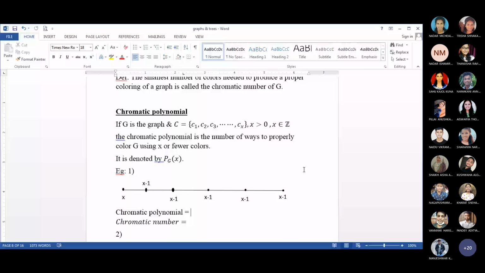So first vertex को you can color using x colors. Second vertex को you can color using x minus 1 color. क्यों? क्योंकि first vertex का color और second vertex का color same नहीं होना चाहिए. Third vertex को color करने के लिए again you will have x minus 1 possibilities.